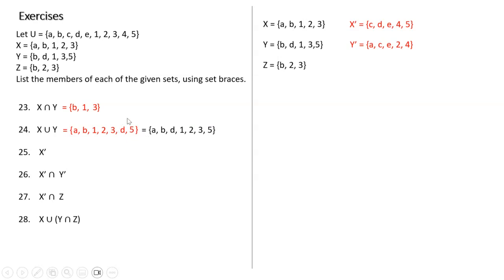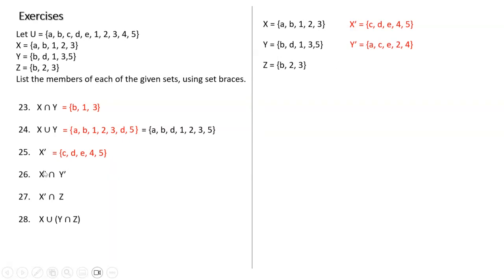Now if you want, you can put them in order, but you don't have to, because these are considered equal sets. The order does not matter, but if you check the answer in the back of the book or the response in MyMathLab, they're going to give it to you in alphabetical order, and from least to greatest on the numbers. Now for number 25, the complement of X, we already got the answer here on the right. So that's your answer, C, D, E, 4, 5.